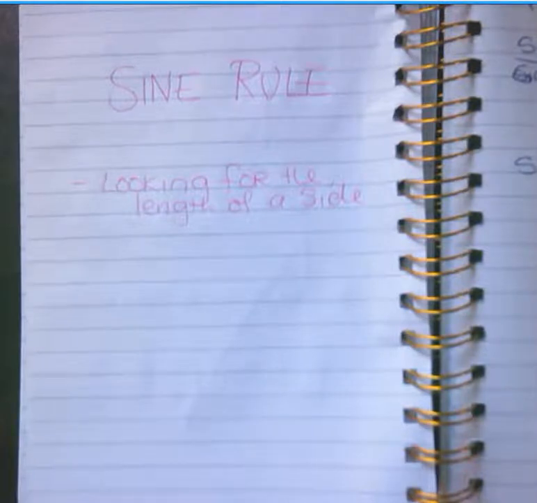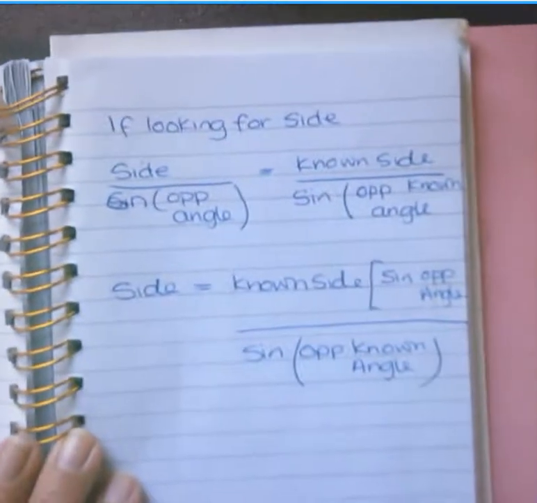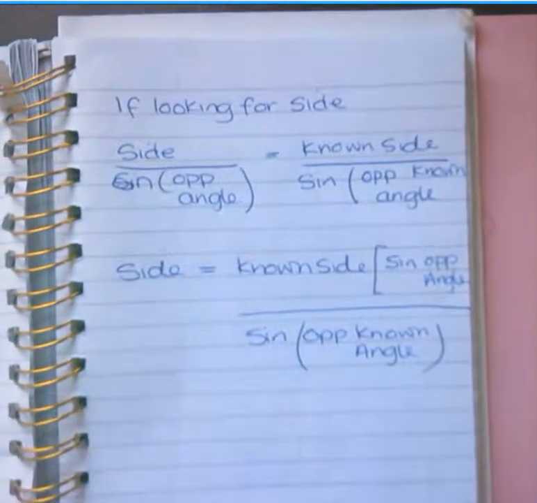If you haven't been able to do any of them, but you're still looking for the length of the side, you go, do I have a side and its opposite angle? If you have the side and its opposite angle, in this case, you can work it out using the sine rule. But when you're working out the side, rearrange your formula for the sine rule.